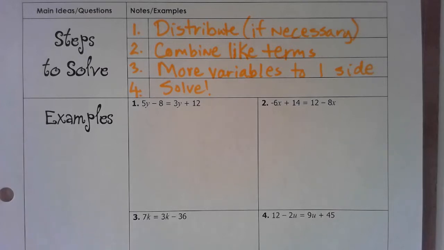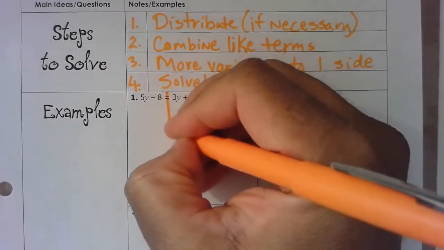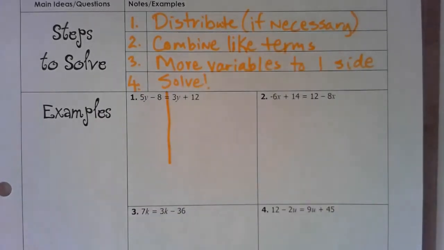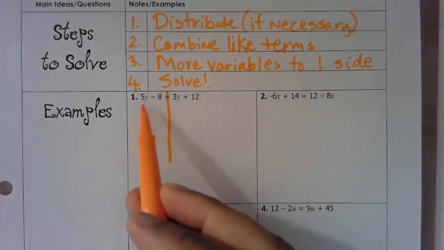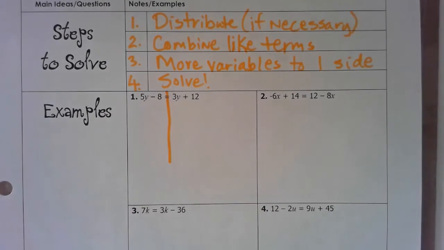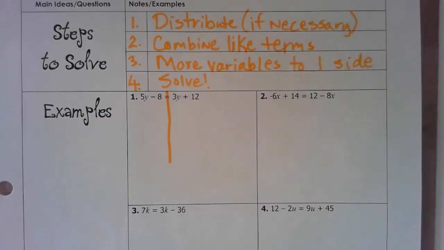So let's get right into our first example here, number 1. And I'm going to draw a little line right in between here. And what you should notice is that you have the variable y here on the left-hand side and also on the right-hand side. So with that in mind, if we look at step 1, we don't have to distribute, so we're pretty good on that front. So step 2, combine like terms. Let's see if we can get those variables together here.